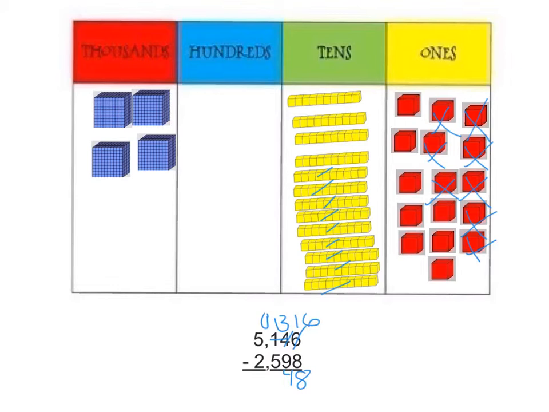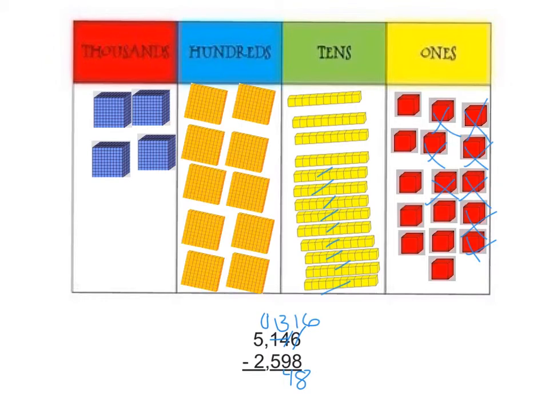Now for step 3, to subtract the hundreds, except that there don't seem to be any hundreds. So I'll have to take from the thousands place. I'll trade in 1,000 for 10 hundreds. So now I have 10 hundreds and only 4 thousands. Now I can subtract 10 hundreds minus 5 hundreds, which leaves me 5 hundreds.